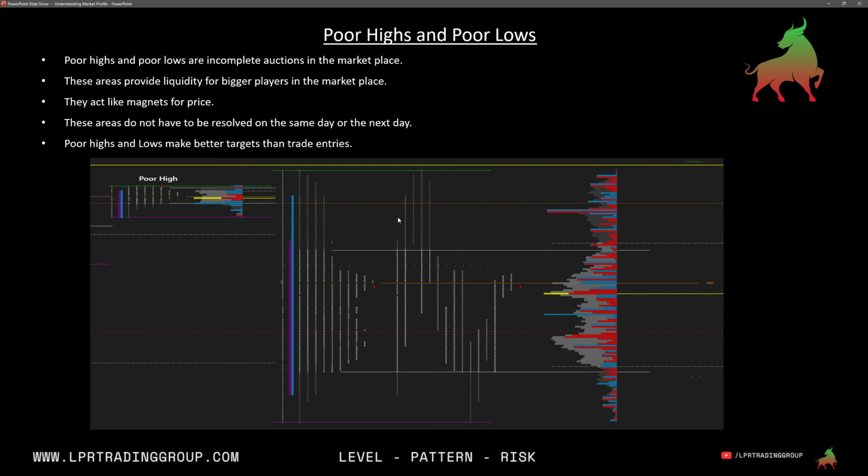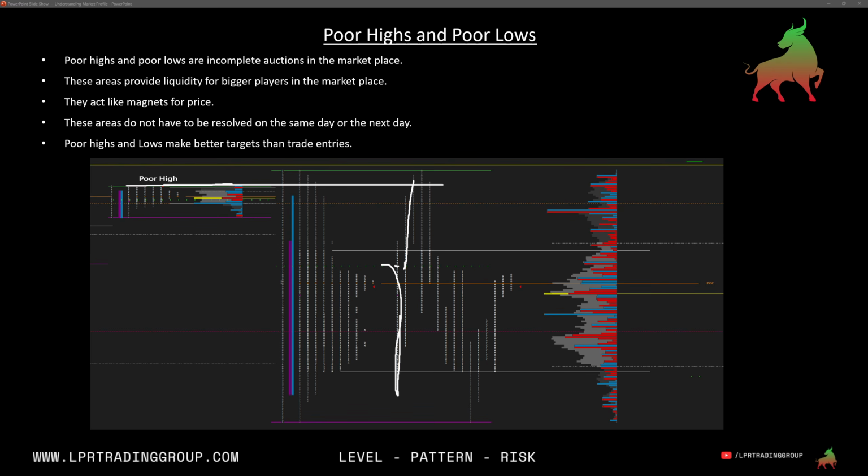Poor highs and lows make better targets than trade entries. If we're anticipating the market is going to run for a poor high like this, and we have a period opens here, a period actually dips all the way down, and then we drive back up through the open price here, we could look to find an entry somewhere on A period or B period, looking at our footprints obviously, our levels and our intraday price action, to target this poor high that was put in here.